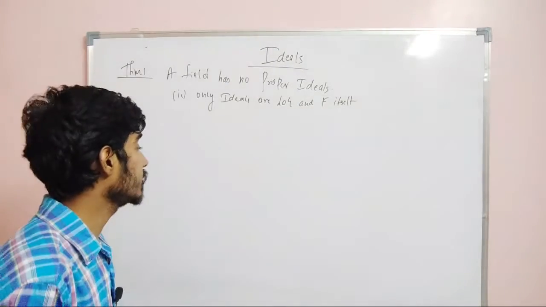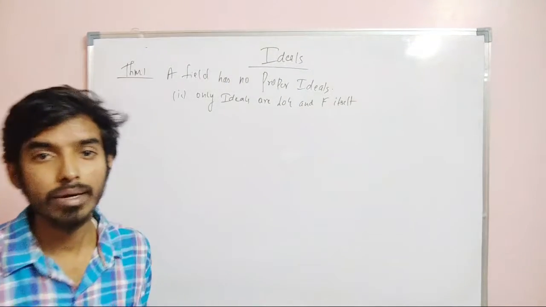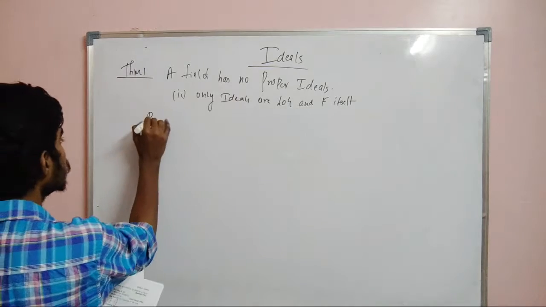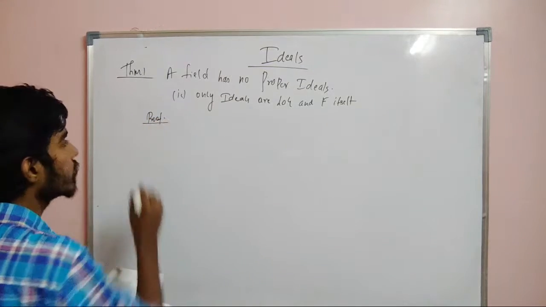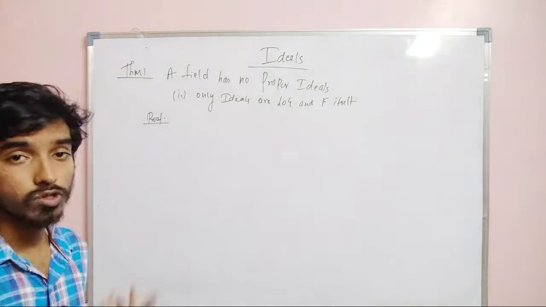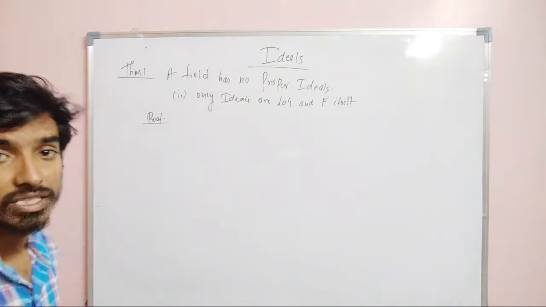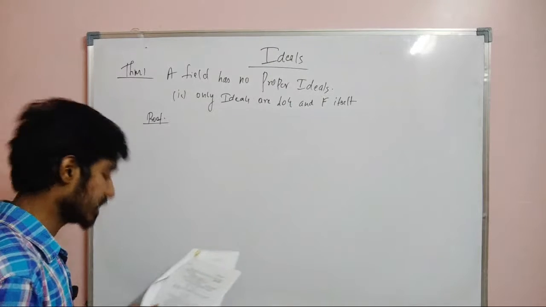We know what's meant by field, right? Every non-zero element has a multiplicative inverse, and with respect to addition and with respect to multiplication it has to be an abelian group. So we will prove this. That is, we need to prove that there is no proper subset of a field which will be an ideal. So a field has no proper ideal.